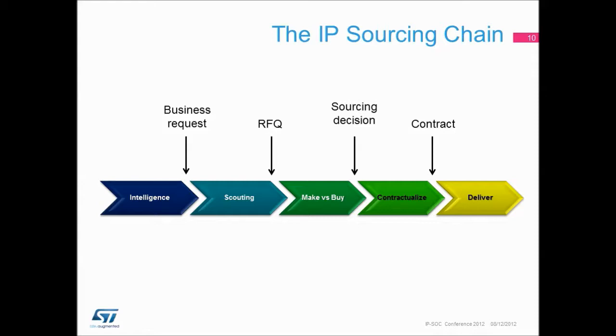But then ultimately there's a business request coming from a division, product line, business unit, whatever. And then you need to scout for the missing piece of IP internally and externally. You are issuing RFQs to a number of vendors. And then you have to run this make versus buy analysis if the make is an option. Sometimes it's not an option, but in many cases it is an option, in the case of ST at least. So make versus buy. And then a sourcing decision. You need to contractualize those terms, obviously, and then, of course, get the IP delivered in time and when you need it.